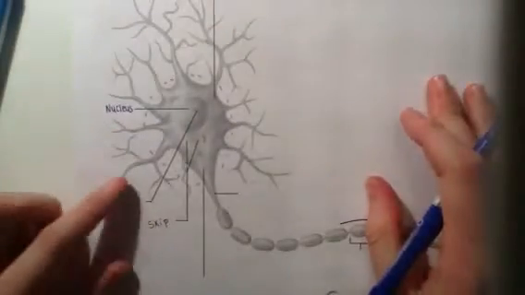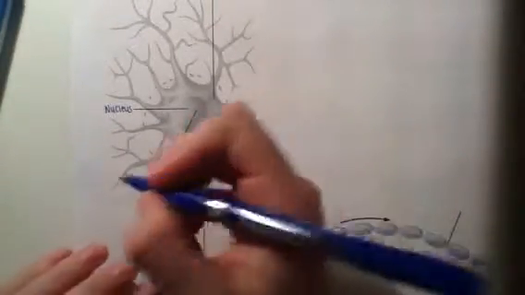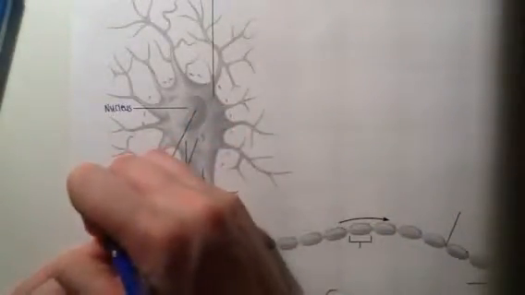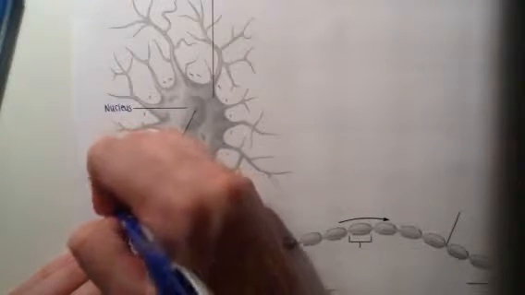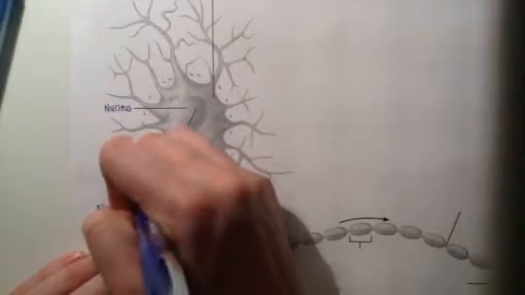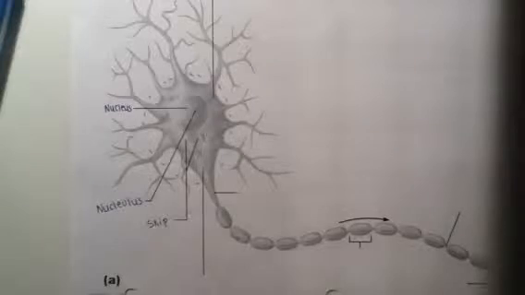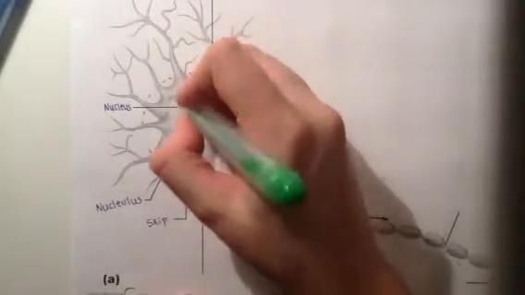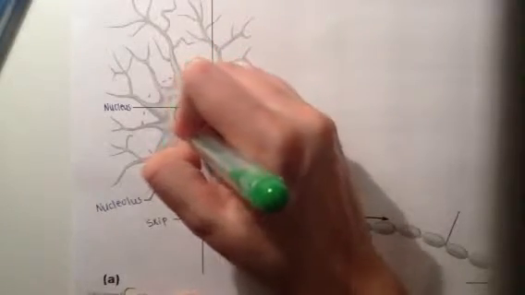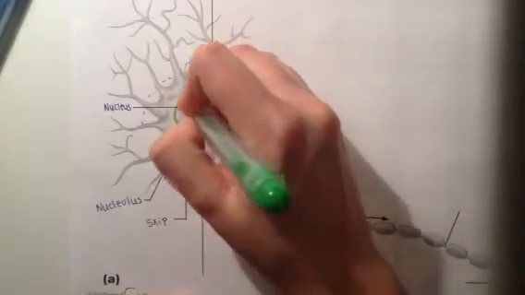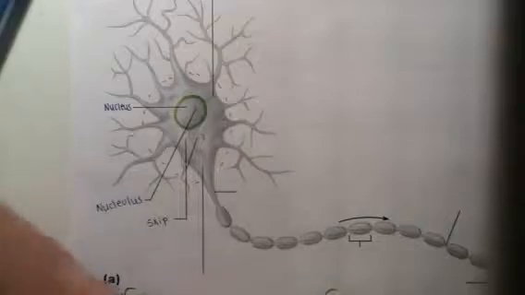And remember that central cluster inside of the nucleus is called the nucleolus. Okay, so the dot in the middle, the big dot, is the nucleus. Inside of that nucleus is the nucleolus.